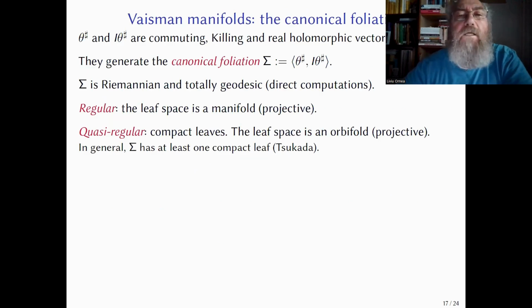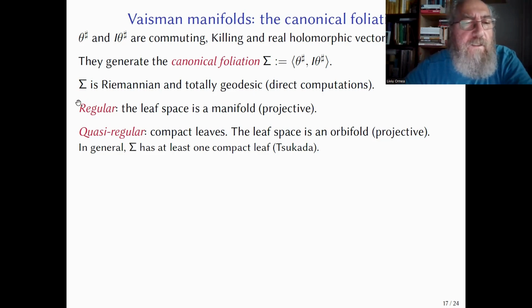On Vaisman manifolds, the main tool is this canonical foliation. It is generated by the Lee field and it's orthogonal. By direct computation, we can prove that they commute, they are Killing and holomorphic. So they generate a foliation. This foliation proves to be Riemannian and totally geodesic. These were facts known to Vaisman already.